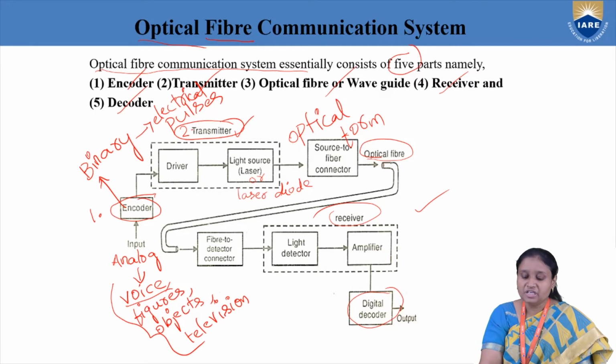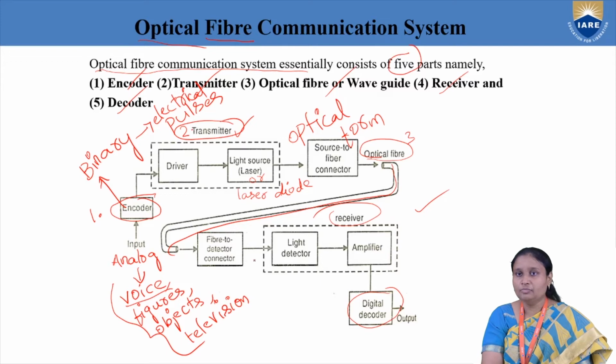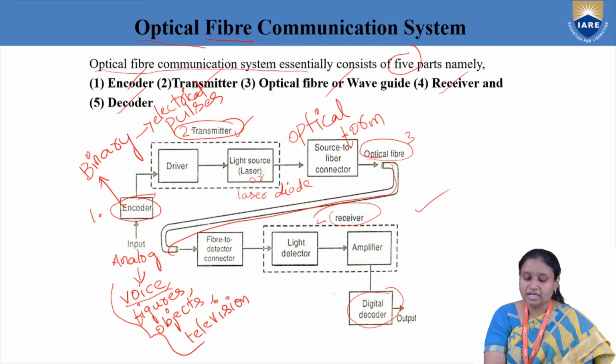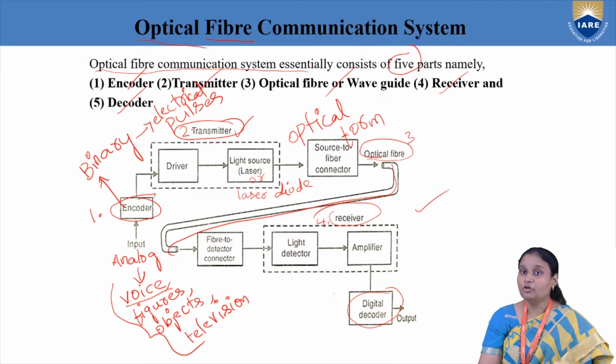Once our information has been transmitted through the optical fiber, what is there at the other end? Again, of course, we have connectors. These connectors are fiber to detector connectors. And then comes our fourth part, that is nothing but the receiver. Now our information is in the form of an optical signal.